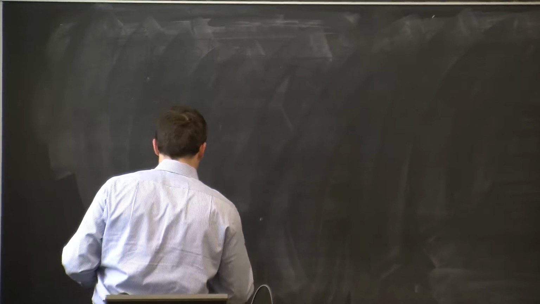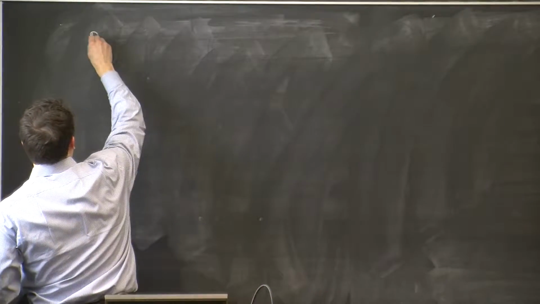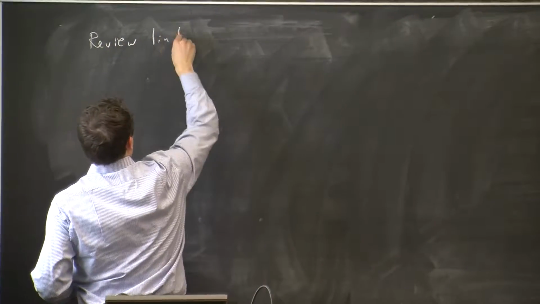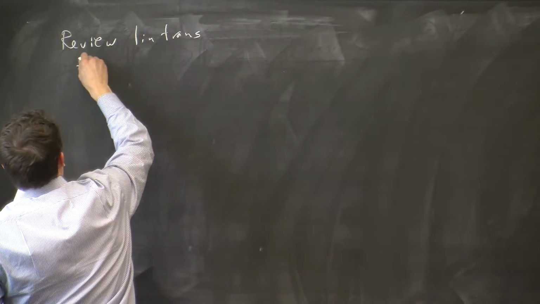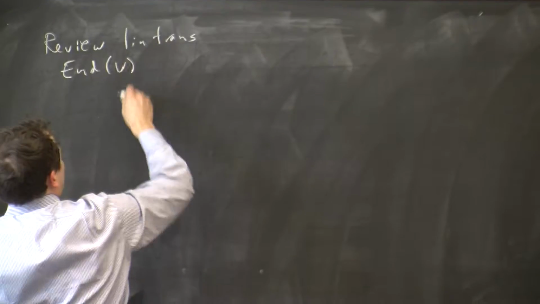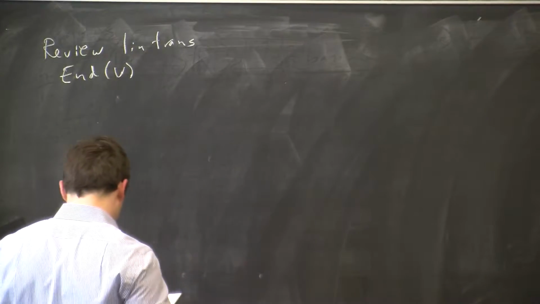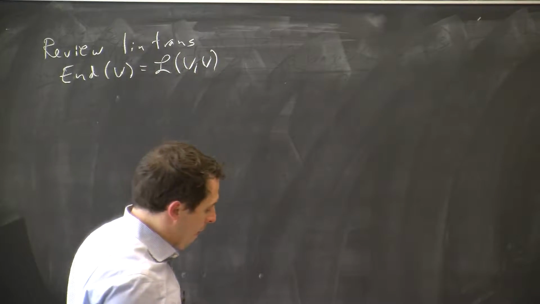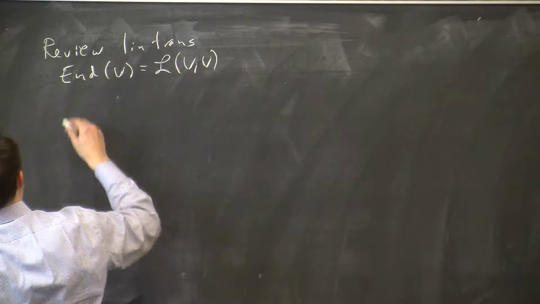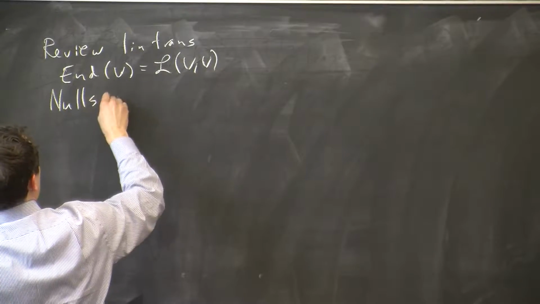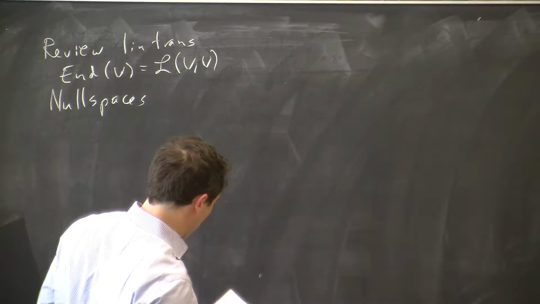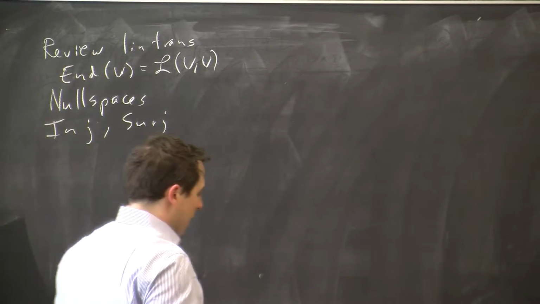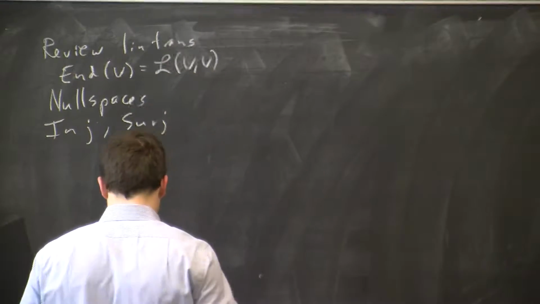So today we have three objectives. We're going to review what we've learned about linear transformations. We're going to talk about the space of linear transformations from a vector space to itself, and some special things we can say about that case. Then we'll talk about null spaces, also known as kernels, and injective and surjective maps, and how that relates to linear transformations.